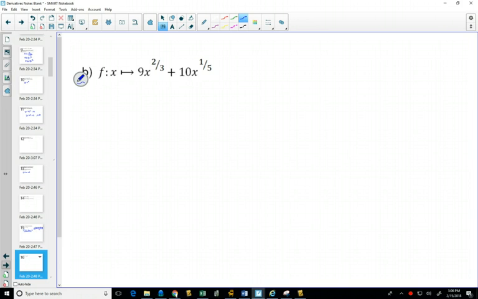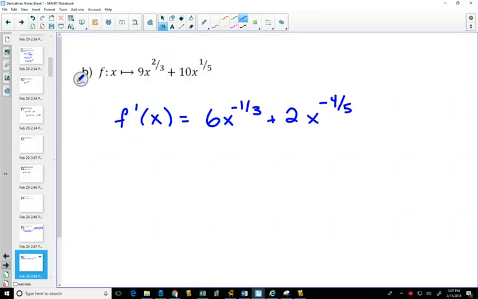Okay. Here's a little bit more awkward notation. This is a mapping notation for a function. The function f takes the value x and maps it to this. So it's just another way of saying f of x equals. So our derivative would be, okay, we'd have 18 over 3, which will be 6, x to the negative 1/3 plus 2, x to the negative 4/5. What's the point of having it written like that if you're going to write your answer? I'm just showing you different notations that you could run into. The proper notation that would match with this would be f prime maps x to that.